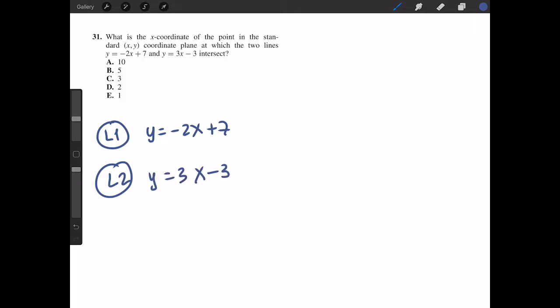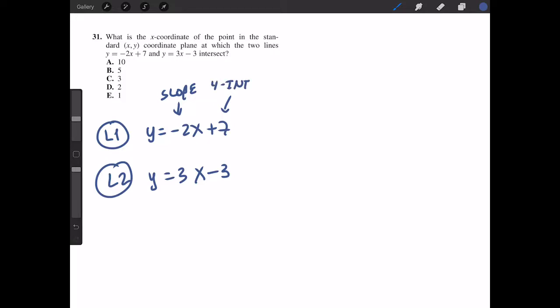Now, we should notice a couple of things. Both of these are in slope-intercept form. So the first part here, the coefficient of the x term, would be the slope value. And then the adding or subtracting value, the independent term, corresponds to the y-intercept.